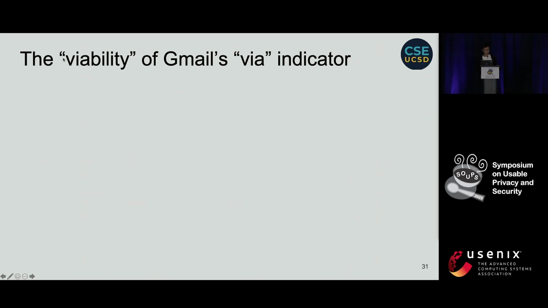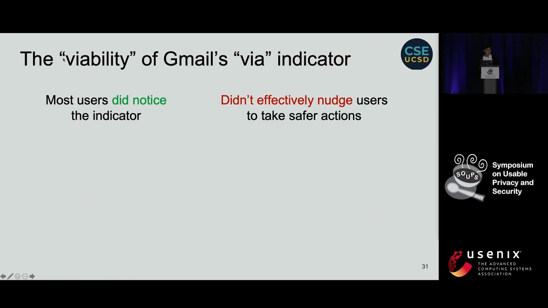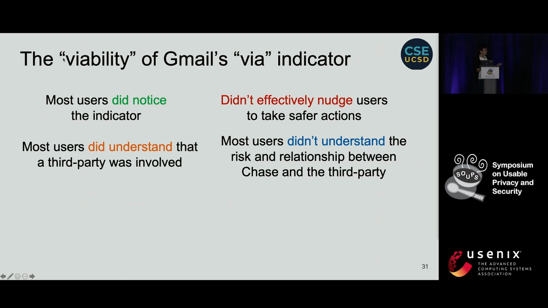Just to summarize, this paper focused on understanding the viability of Gmail's VIA indicator. We found that while the majority of the users did notice the indicator, it did not effectively nudge users to take safer actions. Similarly, while most of the users did understand that a third party was involved, they did not understand the risk and the relationship between Chase and the third party. And finally, we found that the information conveyed by the indicator is heavily domain sensitive.